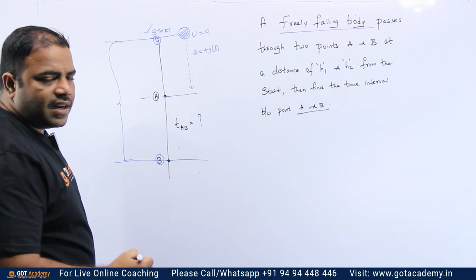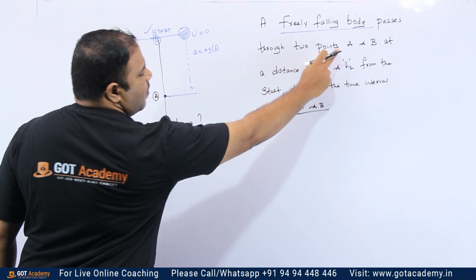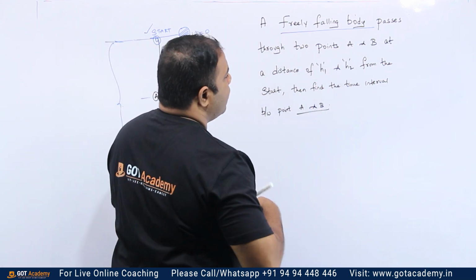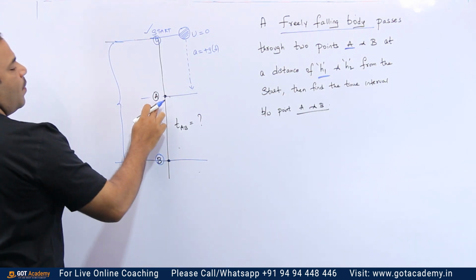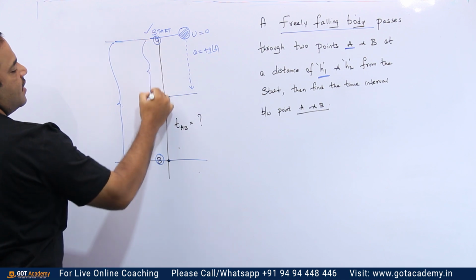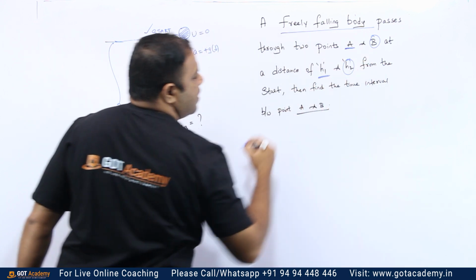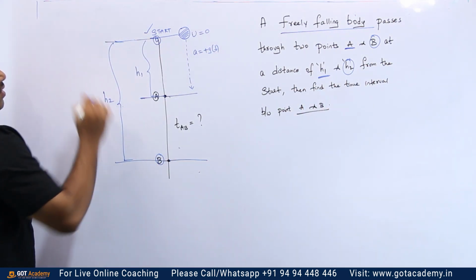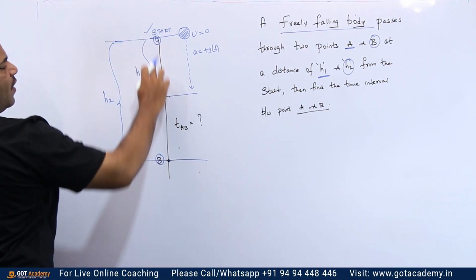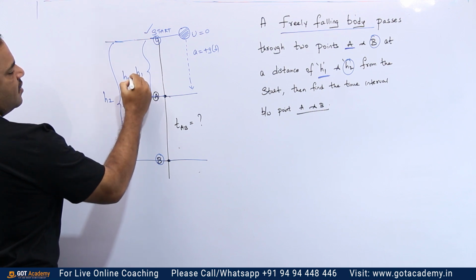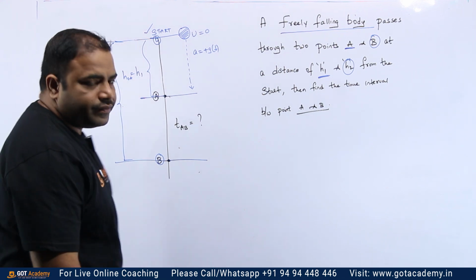Okay, my dear children. As per the given question, a freely falling body passes through 2 points. One is point A. Up to point A, I have to take the distance as H1. Whereas up to point B, we have to take its distance as H2. So this is what is given in the question. If you look at the diagram carefully, from O to A, its distance is H1. From O to B, its distance is H2. Like this I could write.